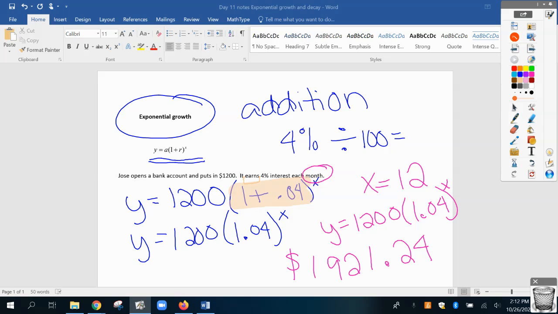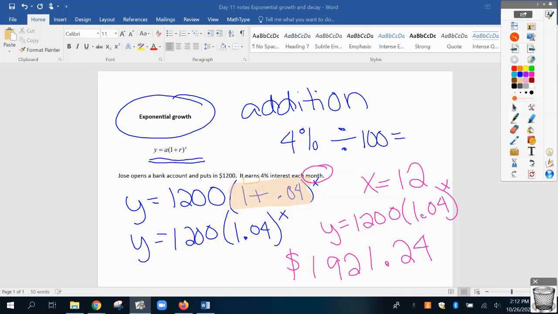Okay, so if Jose leaves his money in this account for a year, he goes from having $1,200 to having $1,900. If this process continues, that number is just going to get larger and larger and larger and continue to grow without adding money to it, but simply because it is earning interest.